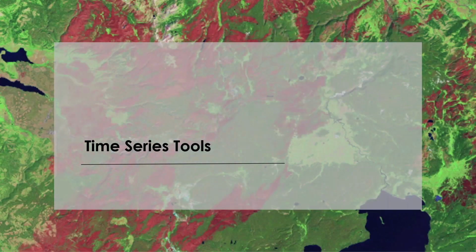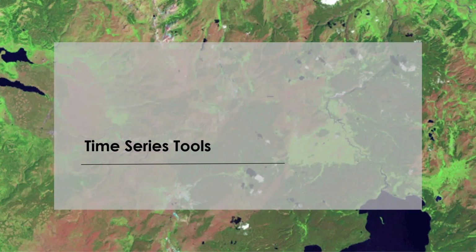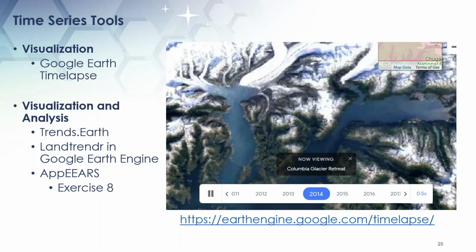So now that we've reviewed some of the methods for time series analysis, let's take a closer look at a few tools that you can use. These tools can be used to visualize or analyze change. Google Earth Timelapse, for example, is shown here and is really great for visualization. If you go to this link here, you can see a bunch of examples. This is one of glacier retreat in Alaska. Other tools also allow for analysis. These include Trends.Earth, the Google Earth Engine application for the LandTrendr algorithm that we spoke about, and AppEEARS, which is what we will focus on for our exercise today.